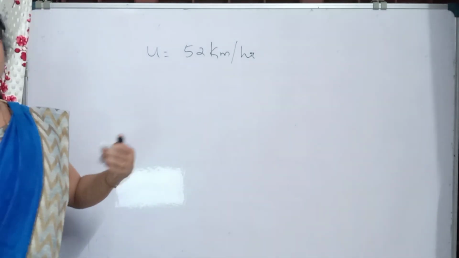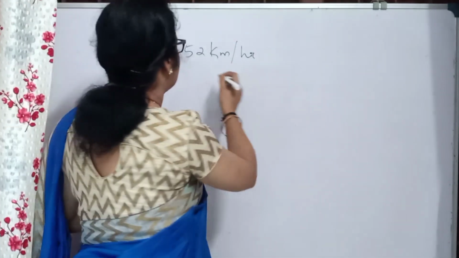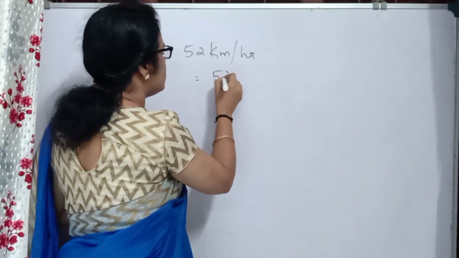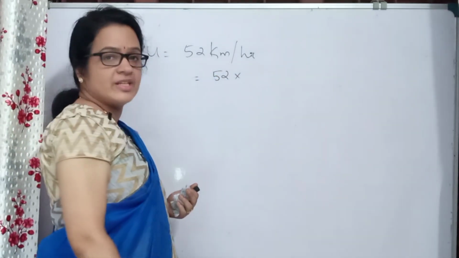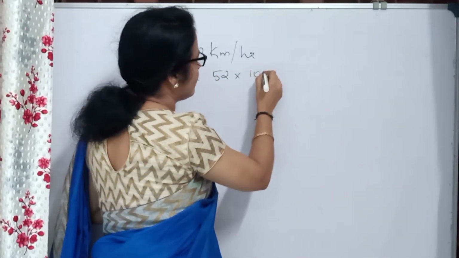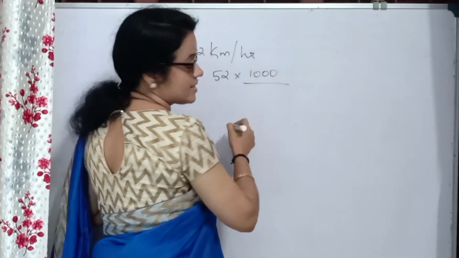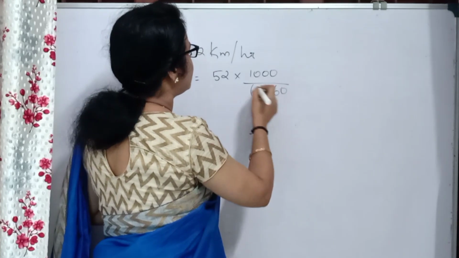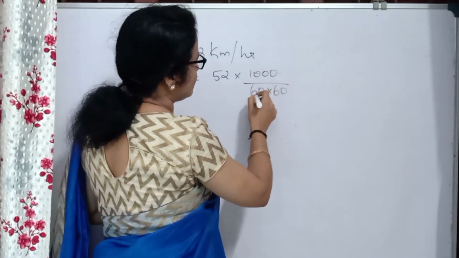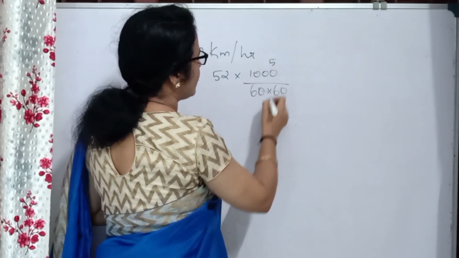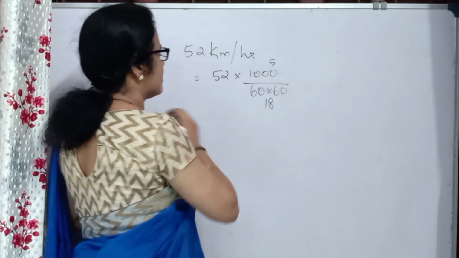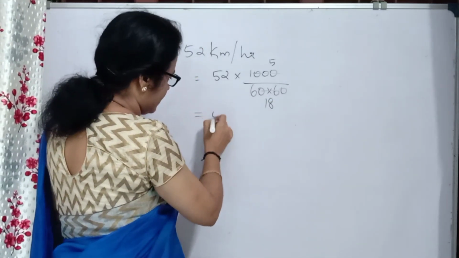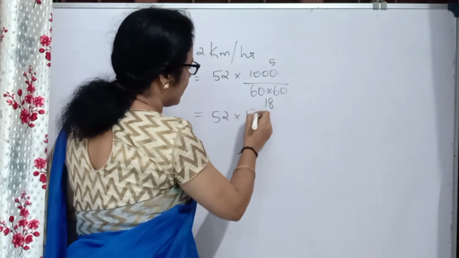So kilometer per hour we have to convert into meter per second. So what we will get? That will be 52 into 1000 divided by 60 into 60 seconds. This can be cancelled. So that will be 5 by 18, right? So that can be written as 52 into 5 by 18.